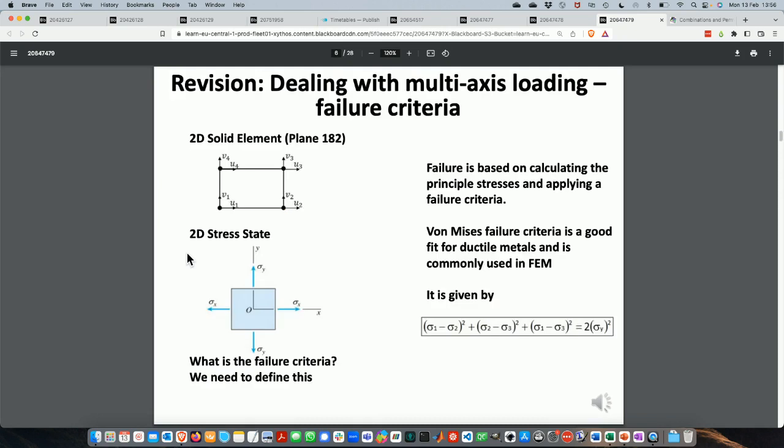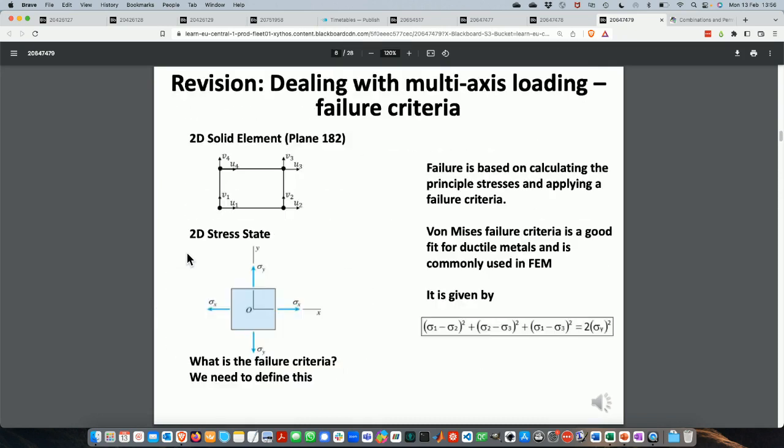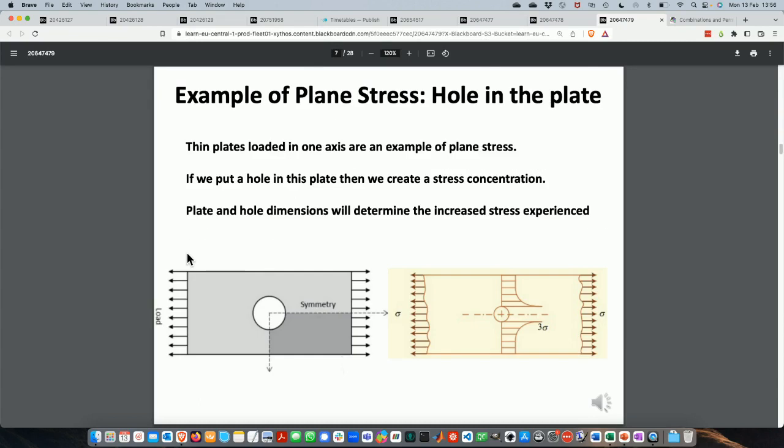I'm not going to go into some of these other things that are there. For example, this is a very interesting case to think about when you're doing a finite element. It's not very hard to set it up in ANSYS, a plate with a hole. You just extrude a plate and then just cut a hole. And you can see the results. For example, you don't have to do the entire plate. You can actually use the symmetry in the problem.